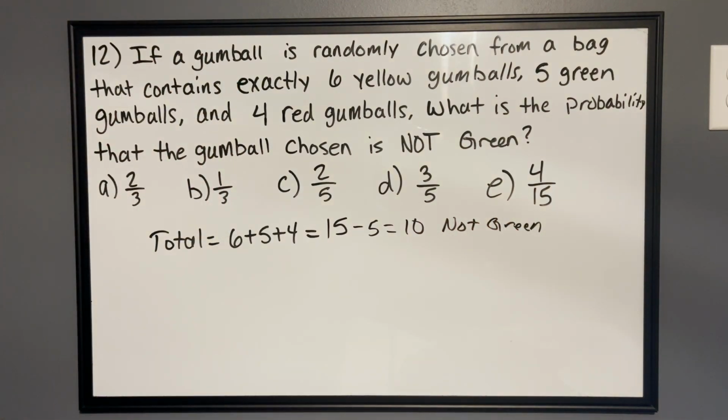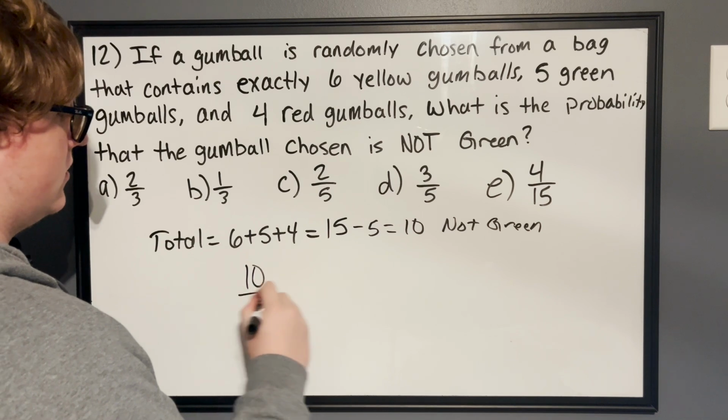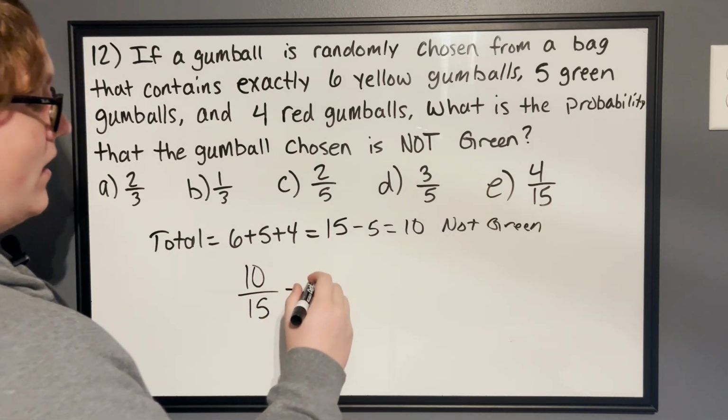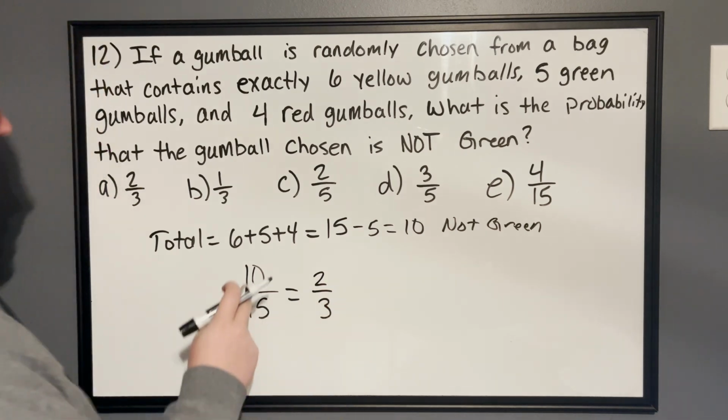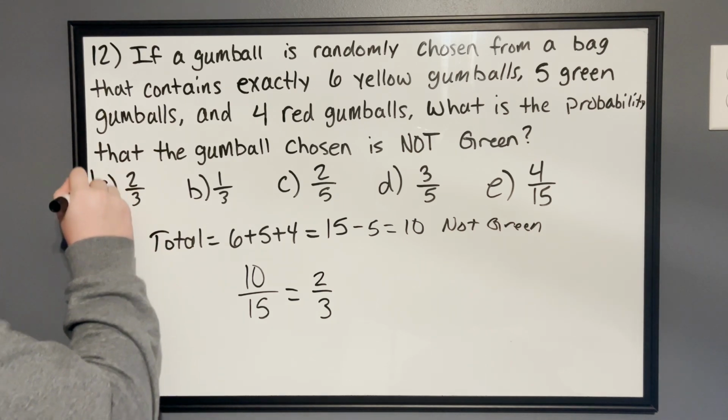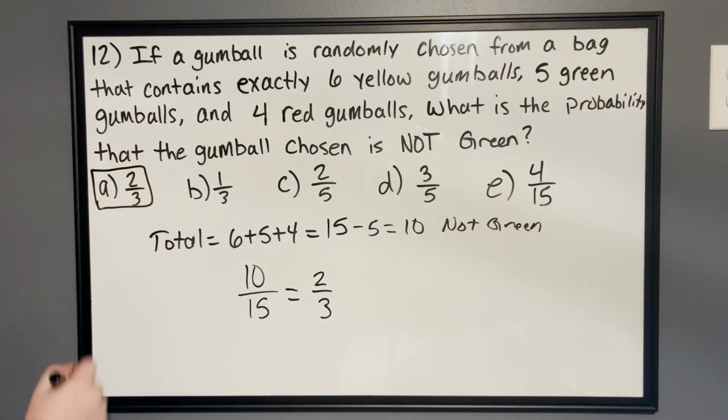So now that we have 10 not green, we want to find the probability that you choose one at random and it isn't green. So we know that there are 10 options out of a total 15. And 10 out of 15 right there can simplify to 2/3 if you divide both the numerator and denominator by 5. So that means that our answer is going to be A, 2/3 is the probability that you pull a gumball that is not green. So let's move on to question 13.